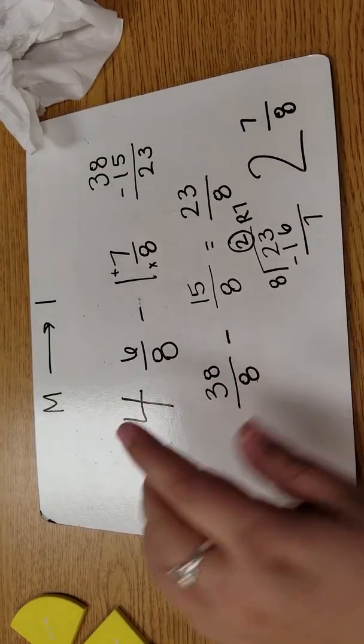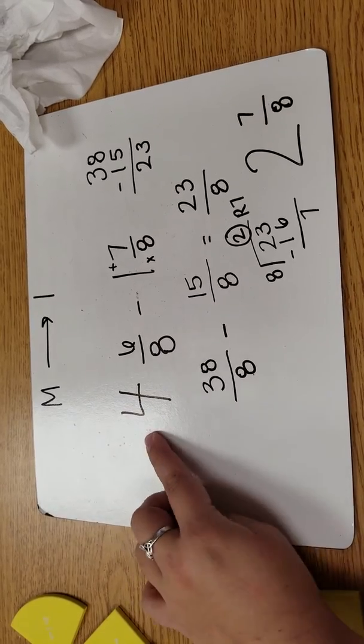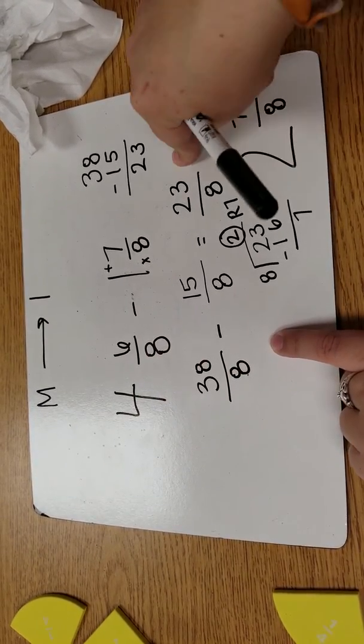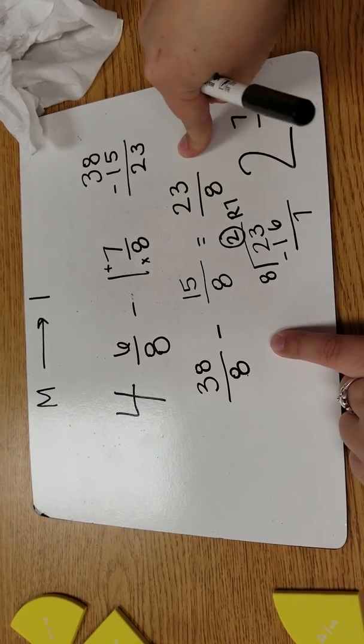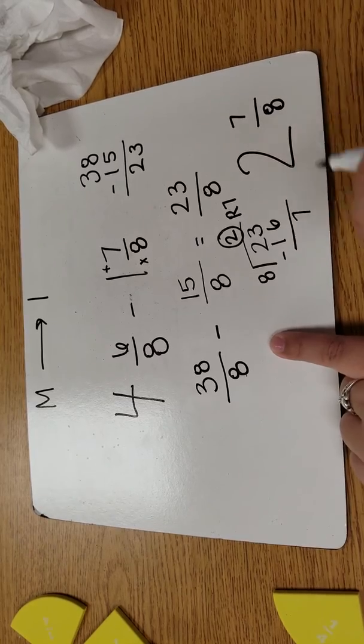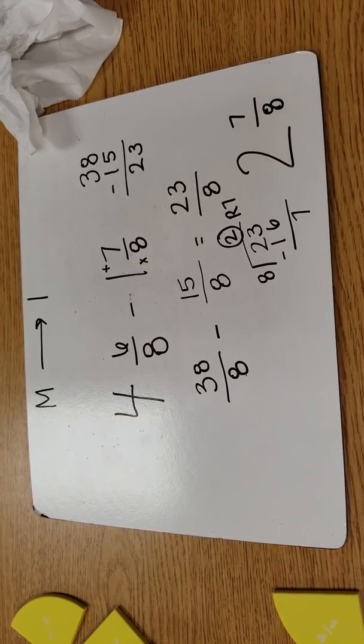There are a lot of steps, so this one problem required me first to change each into an improper fraction and find that difference. Then I had to turn this improper fraction back into a mixed number. So many steps for one problem.